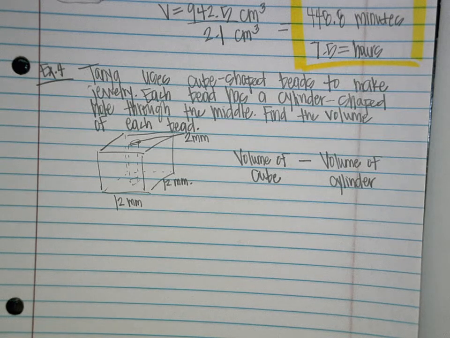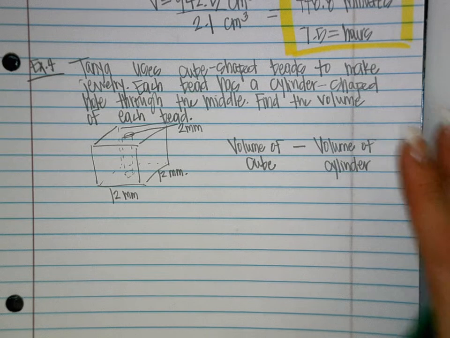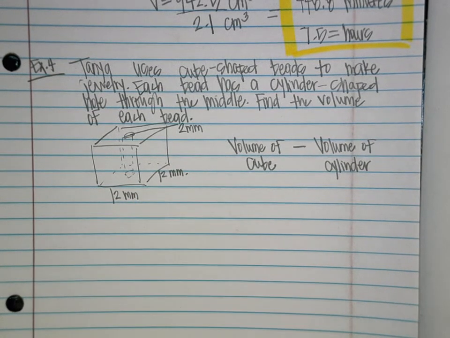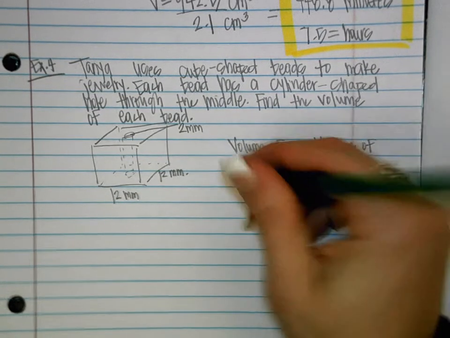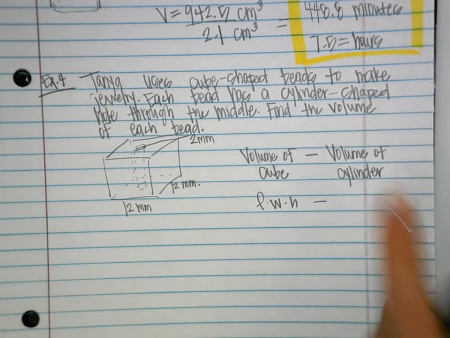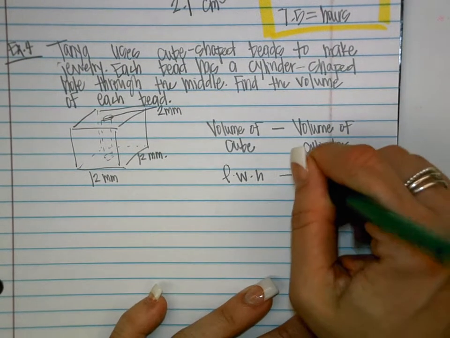Probably not. So how do you find the volume of a cube? If something is a cube shape, how do you find the volume? Length times width times height. Minus, what's the volume of a cylinder? That's the formula we just did. Pi r squared h.